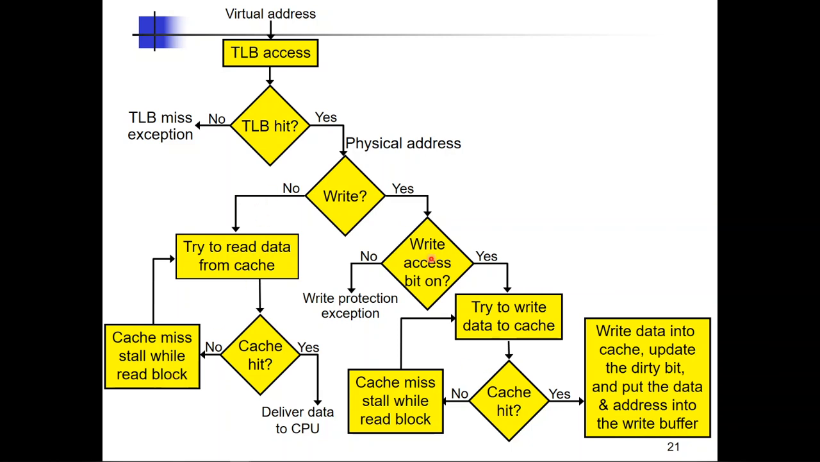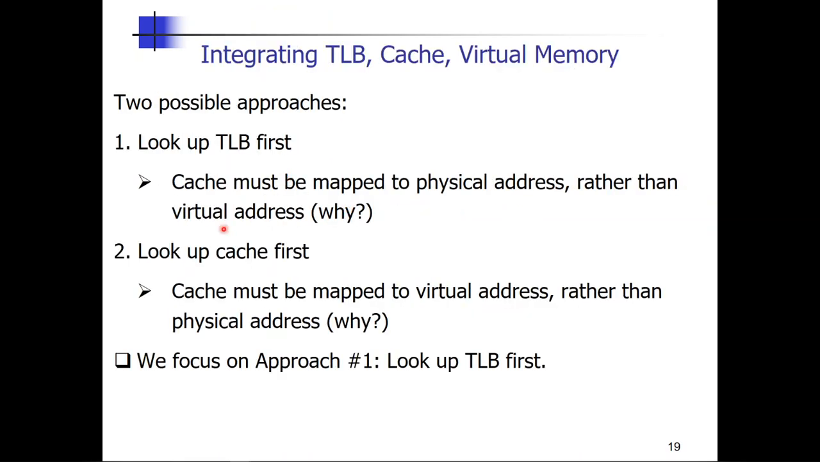So that's a flowchart giving you details on how the TLB and cache interact with each other, and how the translation from virtual address to the physical address happens. Note that once we have this physical address, that is the address that the cache uses, which validates that the cache must be mapped to a physical address.